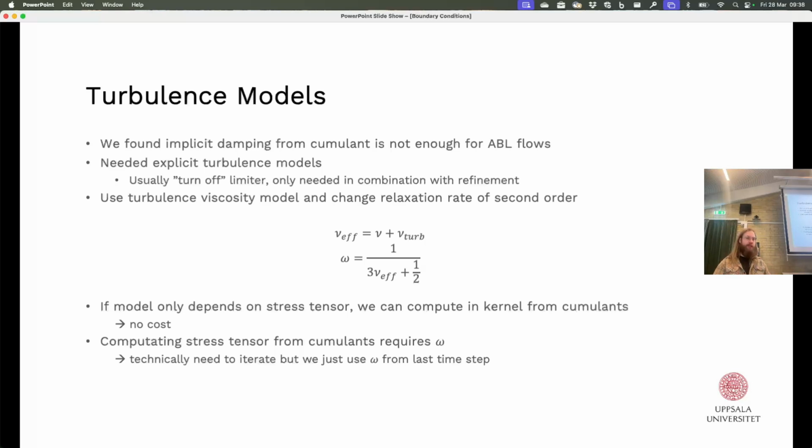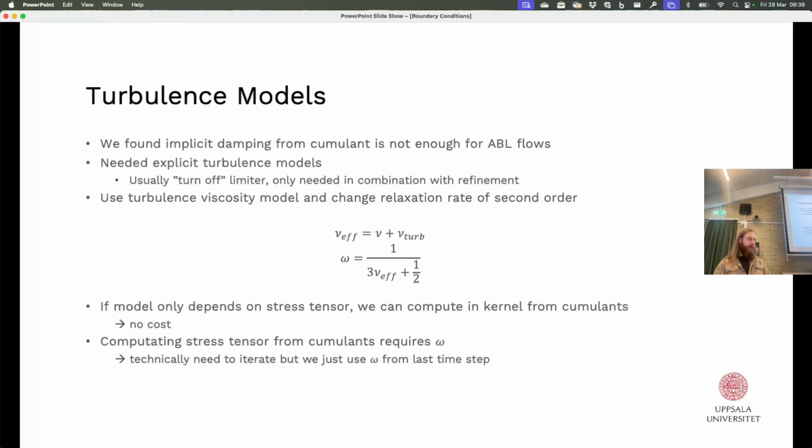So we computed the turbulence viscosity, and then we added it to the molecular viscosity, which is negligible in comparison, and then we recompute the relaxation rate, omega. What is nice is that in the cumulant kernel, we compute all entries of the stress tensor, at least if you use the K17. So if your model only depends on the entries of the stress tensor, not the velocity gradient tensor, then we can do this at virtually no cost, because we already have these derivatives, or in some cases combinations of derivatives.